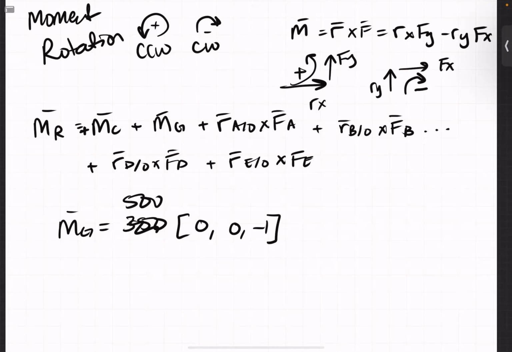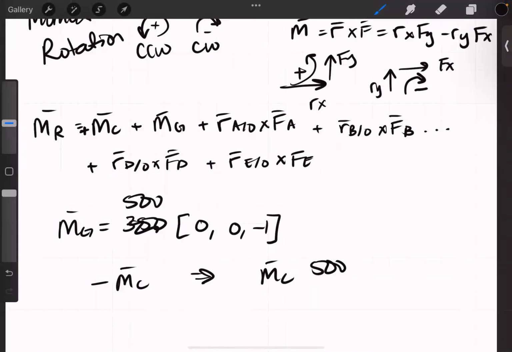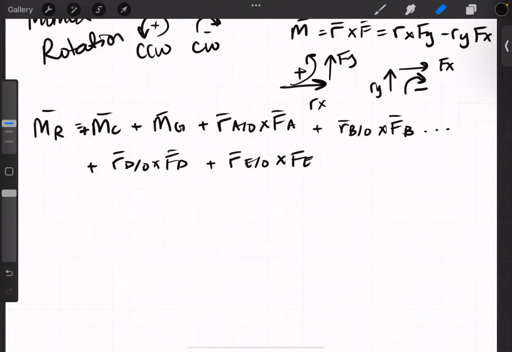And this is an example of keeping the negative sign where it belongs. It would be true to have negative MC where we define MC as 500. That would be true. I would accept that on your quiz. But for learning, when you're not overly comfortable with the material, it's a good idea to keep the negative signs where they belong.